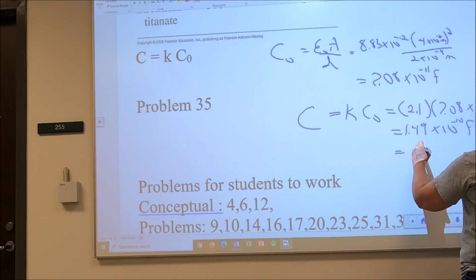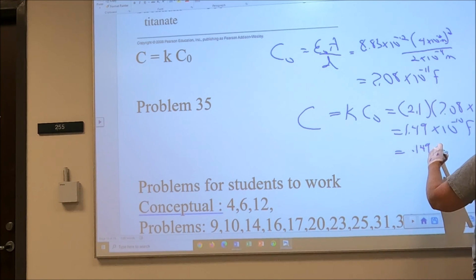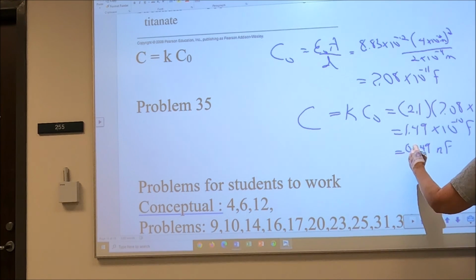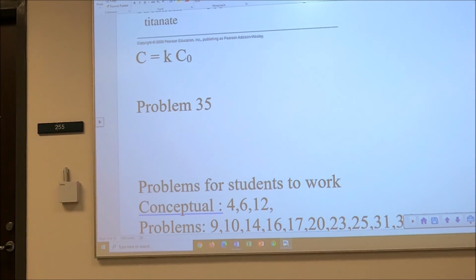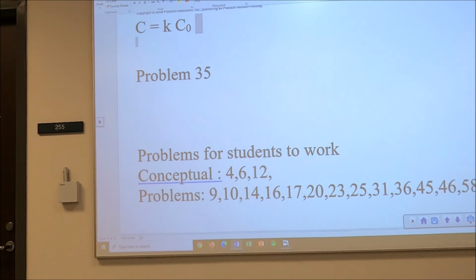So that's 0.149 nanofarads. Okay, not a hard problem. Now, some problems you might want to look at at the end of this chapter. You might look at conceptual problems 4, 6, and 12. And there's end of chapter problems. And that is the end of this chapter.